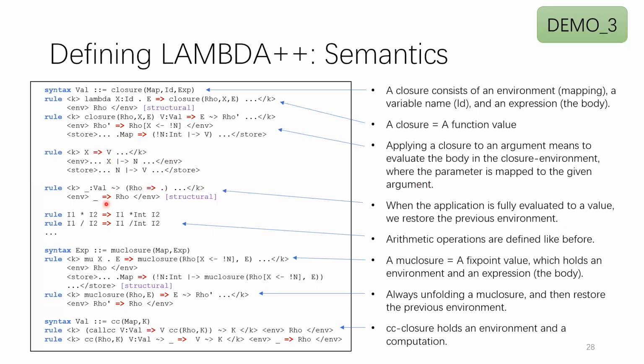The fourth rule is all about... So whenever we see a value followed by environment, we know it is a result of a function application. So what we are going to do is to restore the environment.